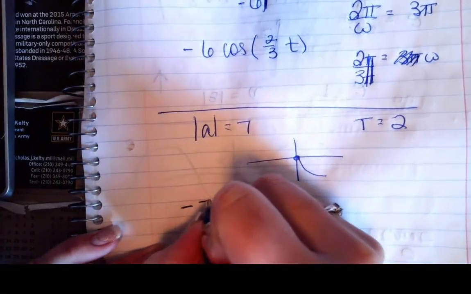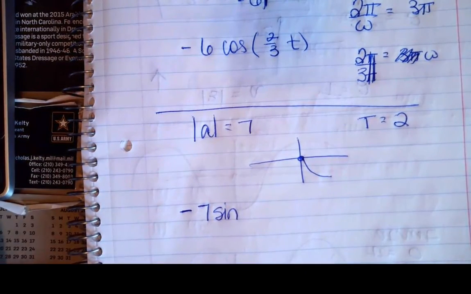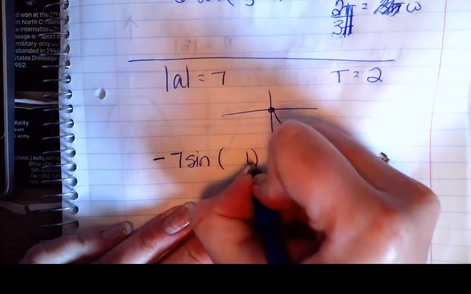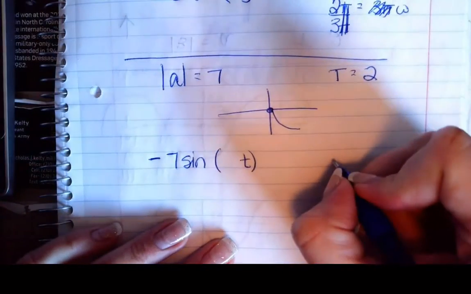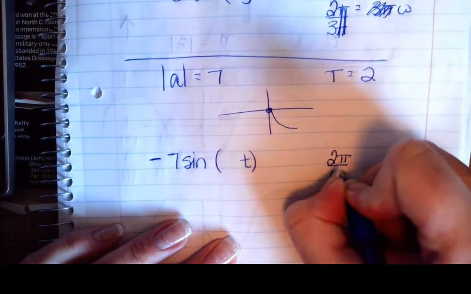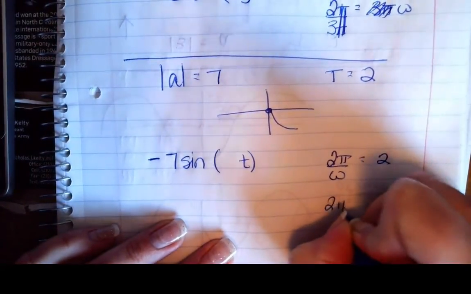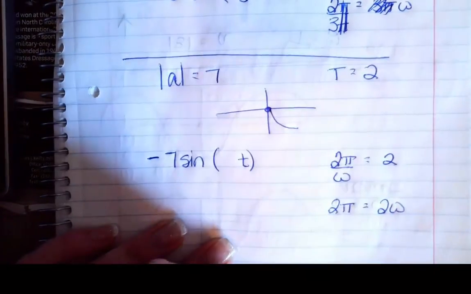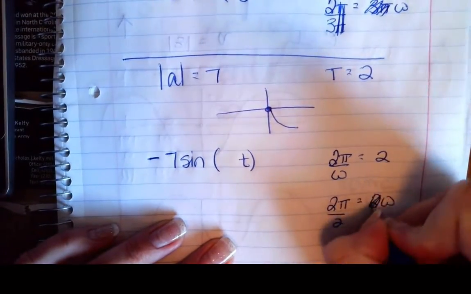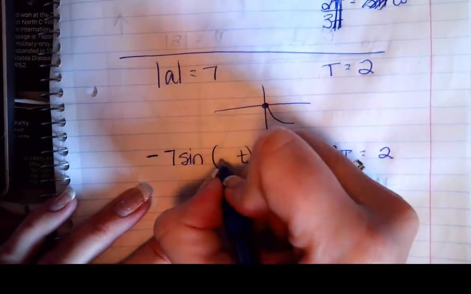My amplitude is 7, and I'm dealing with the sine curve because I am told that when t is 0, my object is at rest. Okay, so again, all I need to find is the coefficient on t. So I know that 2 pi over omega is going to be 2. So cross multiply. 2 pi is 2 omega. Divide both sides by 2. And you'll find out your coefficient on t is pi.